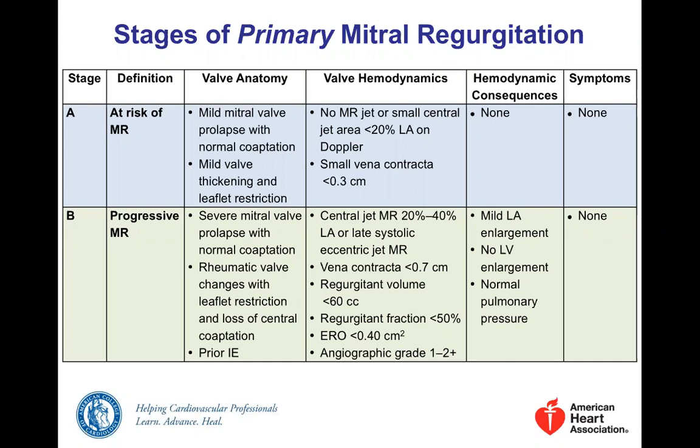Regurgitant volume will be less than 60 cc. Regurgitant fraction will be less than 50%. And the effective regurgitant orifice will be less than 0.4. On angiography, we can find angiographic grade 1 to 2. There would be no symptoms, but there are some hemodynamic consequences, which is mild LA enlargement. There would be no LV enlargement with normal pulmonary pressure.